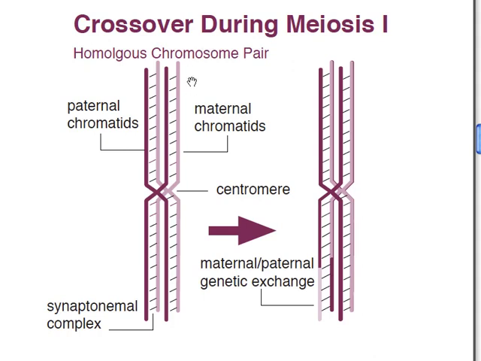This diagram shows crossover during meiosis 1. We're talking about one chromosome pair, and one of the chromosomes of the pair is maternal, shown lighter, and the other is paternal, shown darker. Following synthesis during interphase, we have two chromatids per chromosome. Each chromatid is identical, but during meiosis, these chromosomes will pair up, and so we have the opportunity for them to exchange genetic information, which they do. So the paternal and maternal chromatid can exchange genetic information.